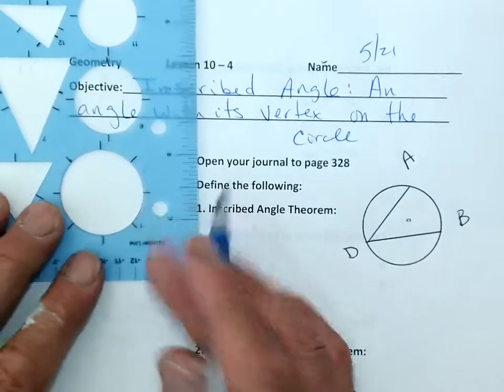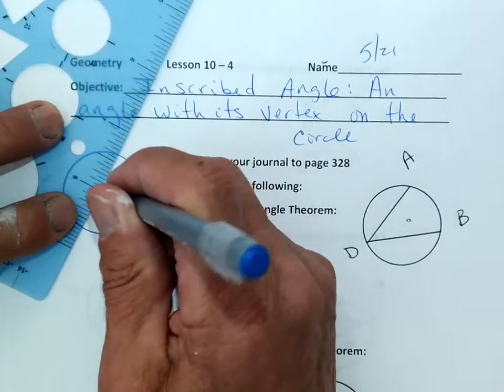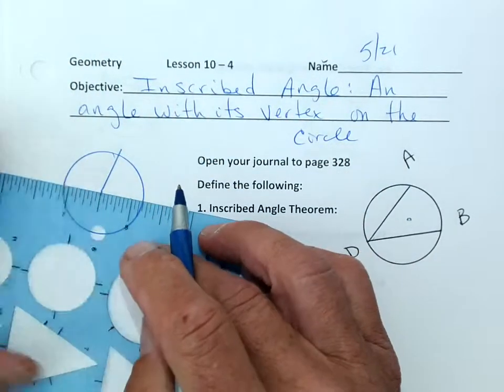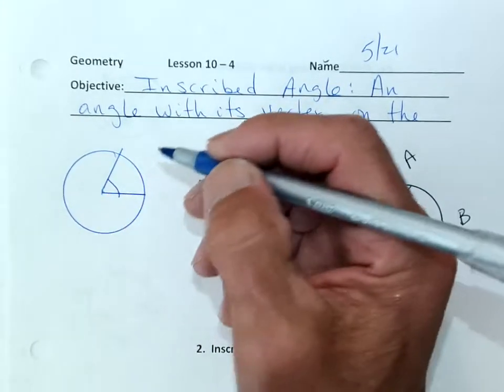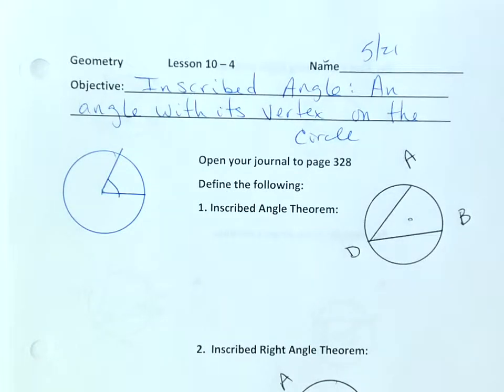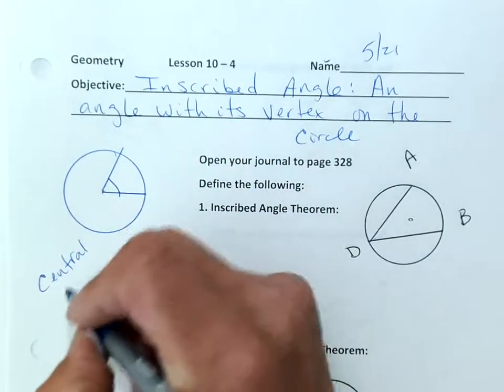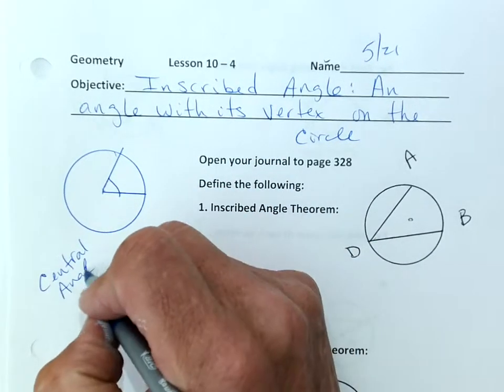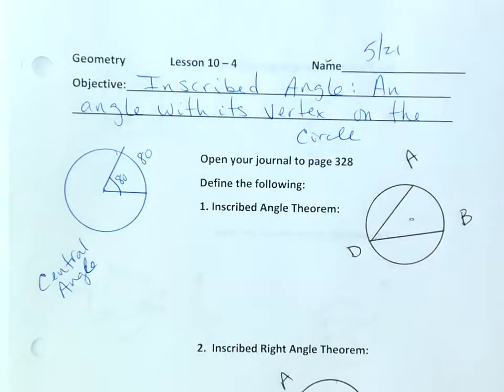So the last few days we've been dealing with what we call central angles. That's a central angle because it's at the center. And what we've learned about central angles is they basically equal their arc. So if that was, say, 80 degrees, its arc is 80 degrees. Central angles are angles at the center, and the angle is equal to the arc length.